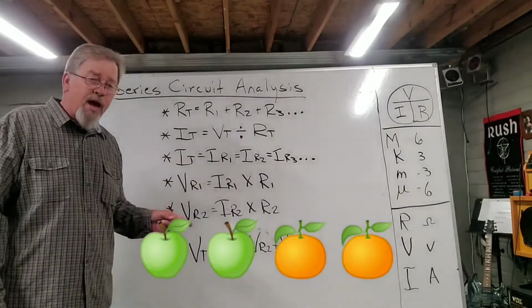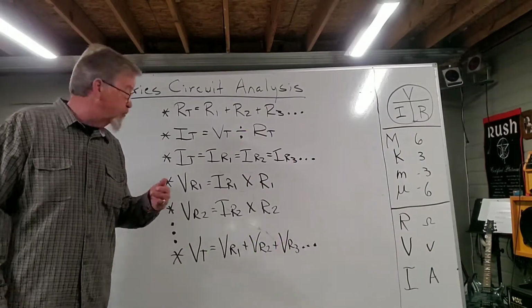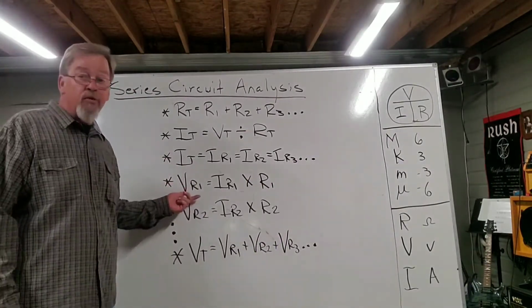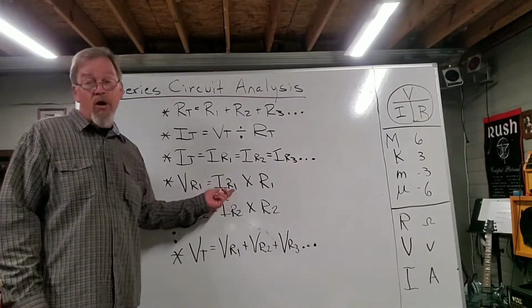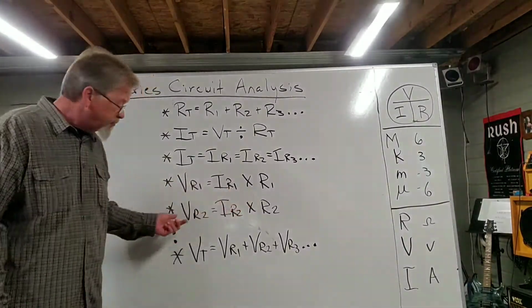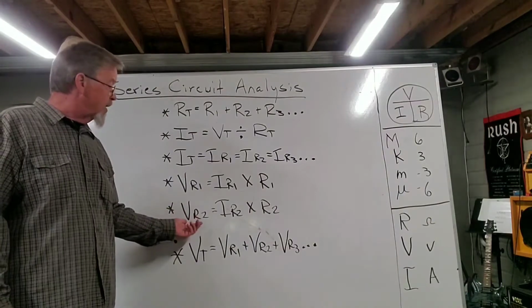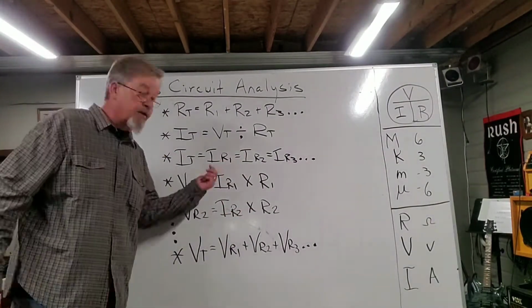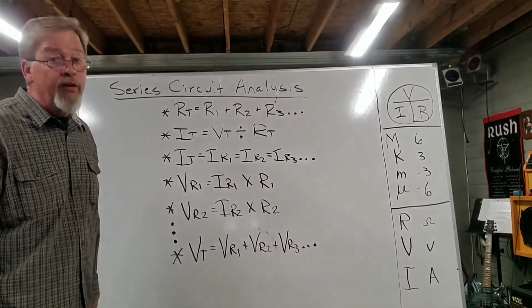Now, this is the thing about Ohm's law. You got to use apples with apples and oranges with oranges. In other words, if I want to find total current, I got to use total voltage and total resistance. If I want to find the voltage across resistor number one, I got to use the current through number one times the resistance of number one. I can't find the voltage for number two by taking the total resistance and multiplying it times the current of R1. Well, in this case, I could, because all currents are the same, but you follow what I say.